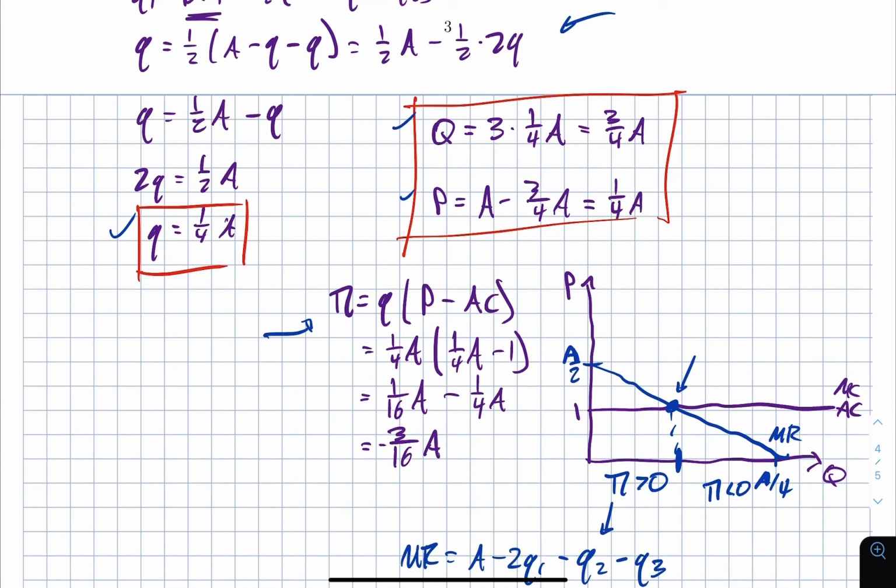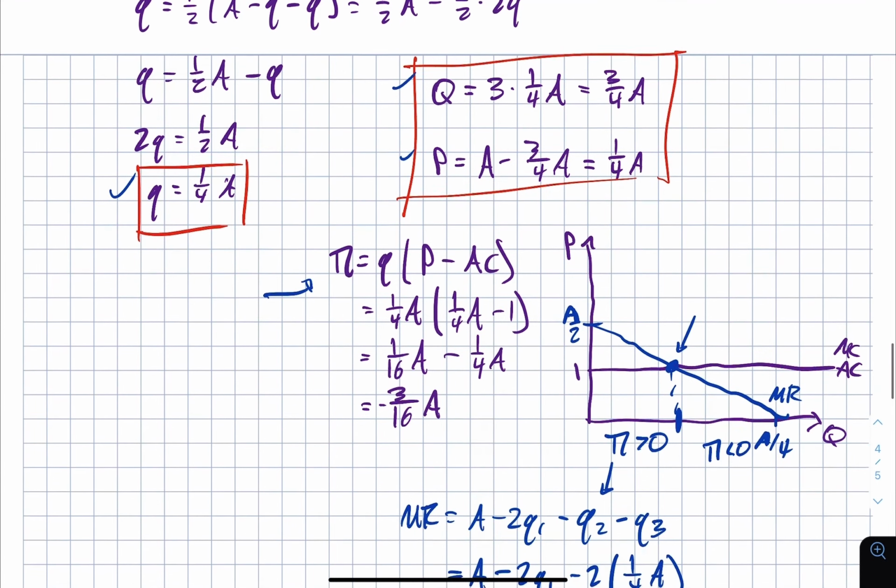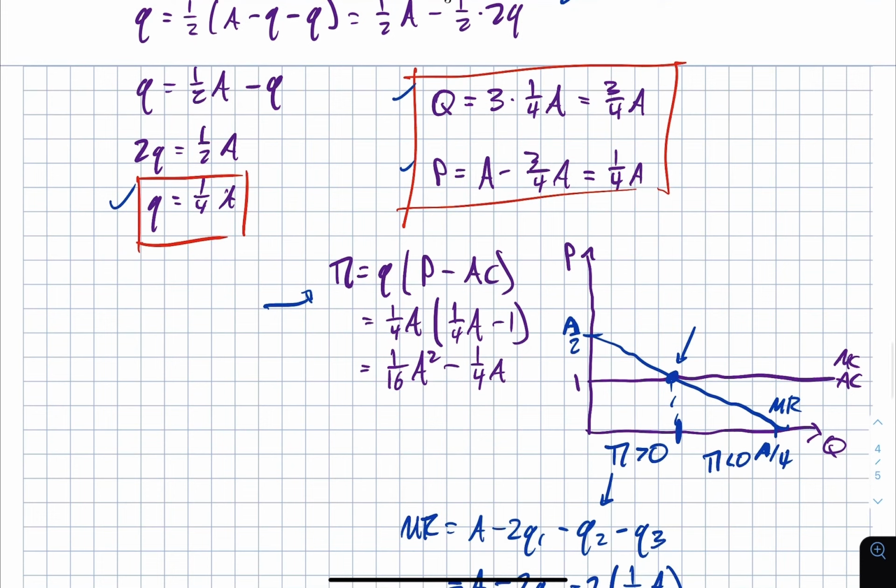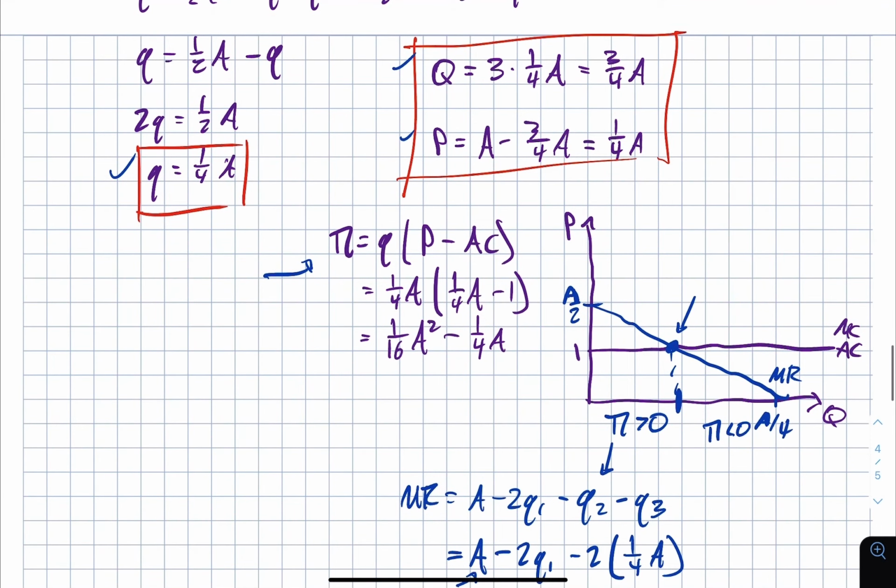So the problem is that price is below average cost. And how do we know that? Oh, I see what we did. This is squared. Okay. So that clears things up here. All right. So I think we're good here. So I'm going to erase all of this.